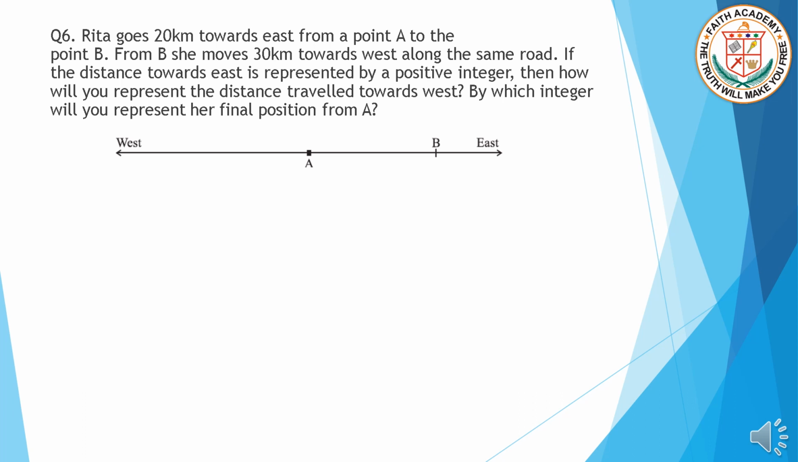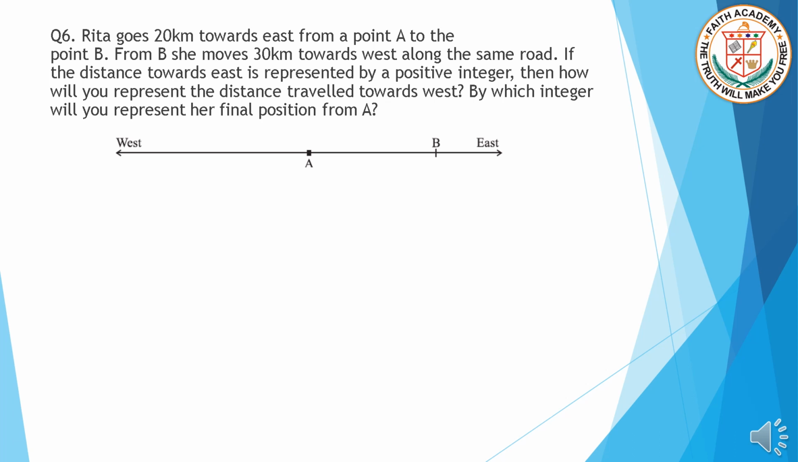Next question. Rita goes 20 km towards east from a point A to the point B. From B, she moves 30 km towards west along the same road. If the distance towards east is represented by a positive integer, then how will we represent the distance travelled towards west? By which integer will you represent her final position from A?